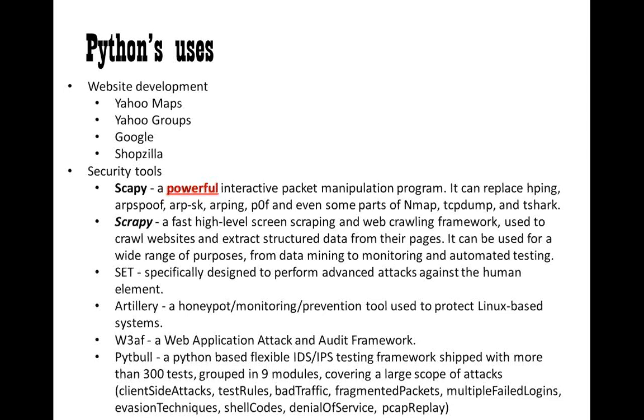Some of the more famous and well-known security tools, Scapy, that is all Python based. It is an extremely powerful interactive packet manipulation program. It can essentially replace hping, arpspoof, arpsk, arping, p0f, and even some parts of Nmap, tcpdump, and tshark. And then here's one that I recently ran across, Scrapy. It's essentially a fast high-level screen scraping and web crawling framework used to crawl websites and extract structured data from their pages. I've yet to play with that one, but that's on the agenda.